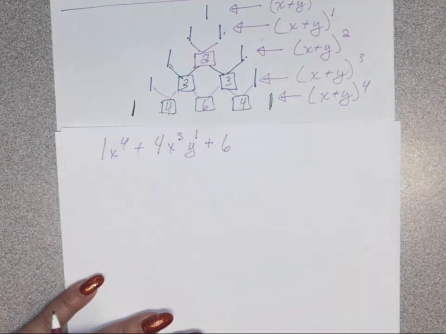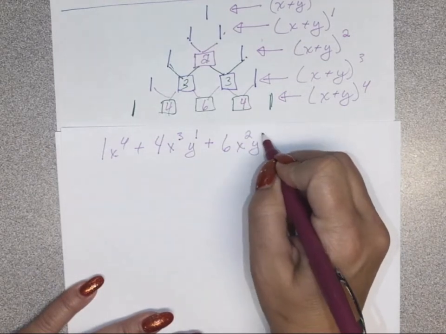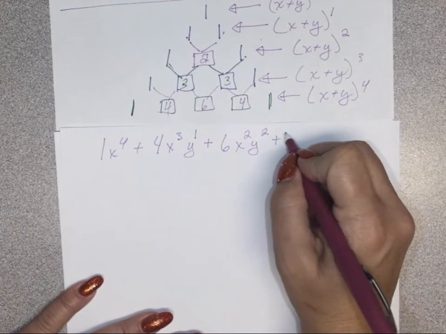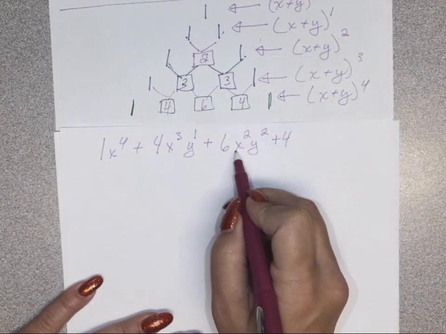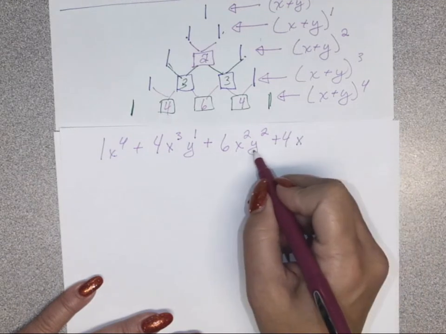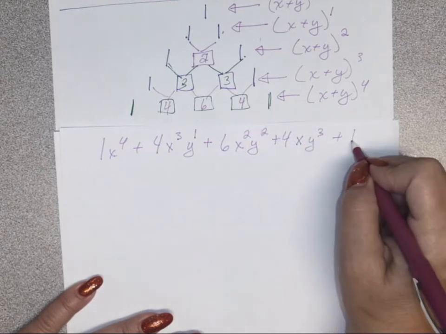What happens with my variables? X squared, y squared, absolutely. Okay. And then the next term is a 4. X is going down by 1, so it's just going to be x. What about the y? Y to the 3rd. And the last term has a 1 for the coefficient.